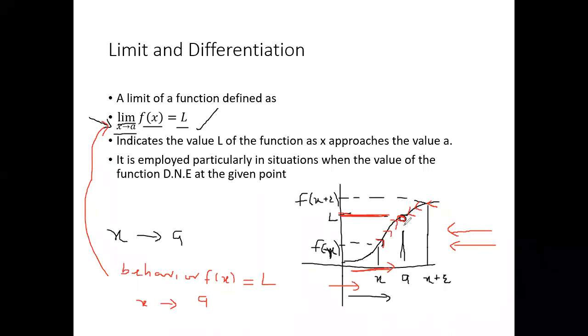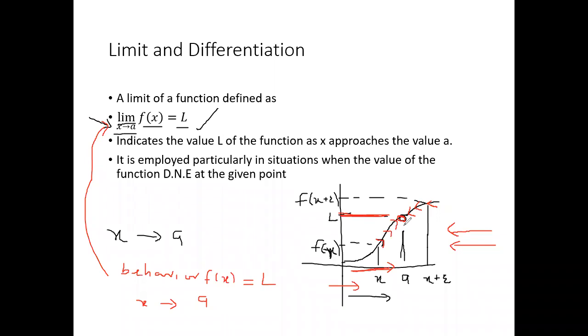But here we are talking about behavior. How does a function behave when we are approaching A? We are not asking what is the value of the function at point A. We're only saying how does it behave? And clearly we can see that as we are approaching A from the left, the function is getting to L. The same way as we are approaching A from the right, the function is decreasing towards what? L. So we can say that the limit exists and is equal to L.